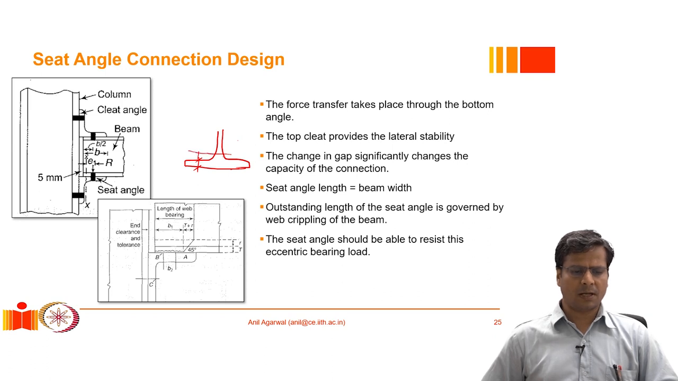So T plus R is the initial portion, after which the cross section in the web is the smallest, and that is where we will have the highest stresses developing. So we should look at the possibility of crippling failure of the beam web in this cross section. So these are the three primary limit states that we need to design it for.